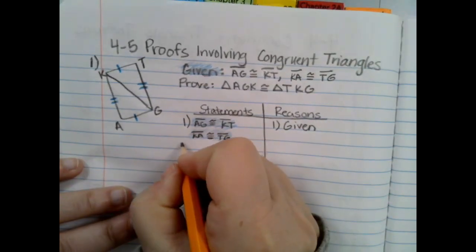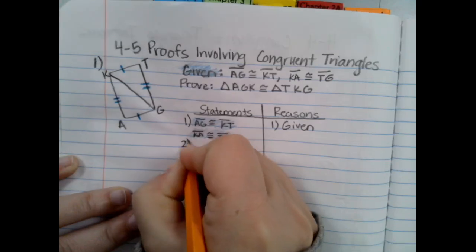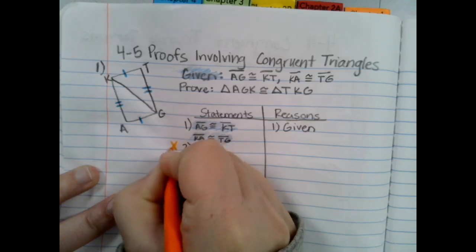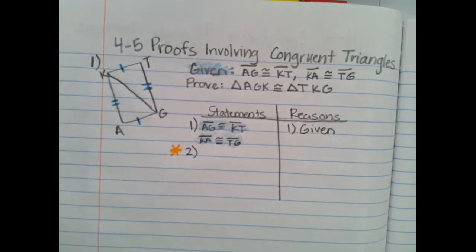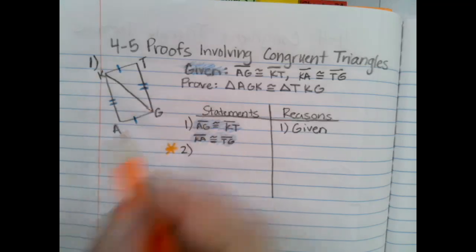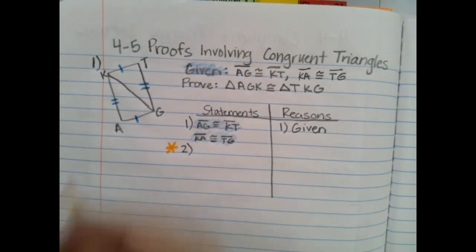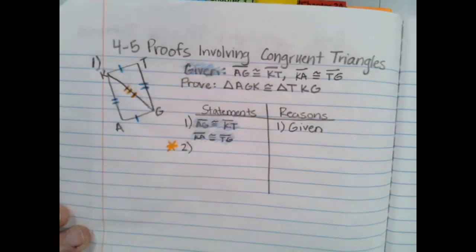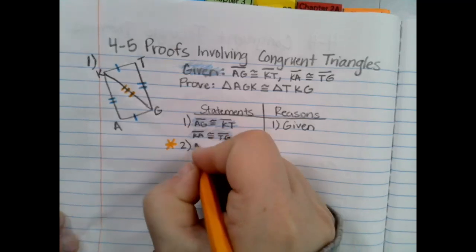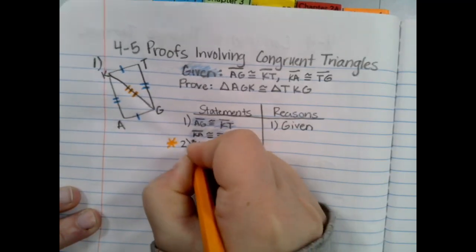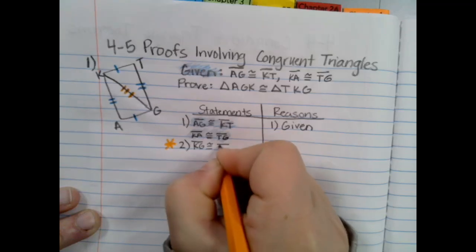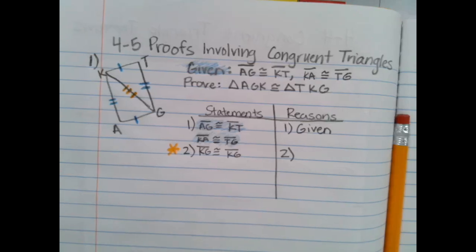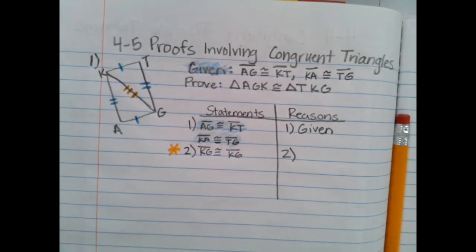So step number 2 here. Okay, this is the part that we're coming up with that we should see in our heads. It was asked to you yesterday what theorem we could use to prove this. And it was side-side-side, because this KG is congruent to itself. So KG is congruent to KG. And what do we call that theorem or property?